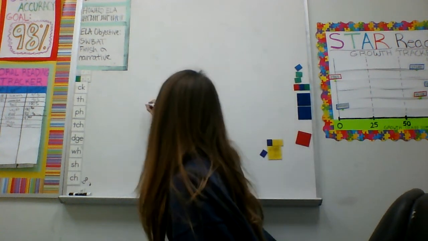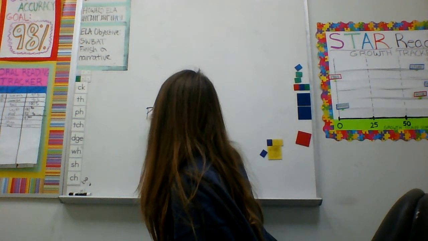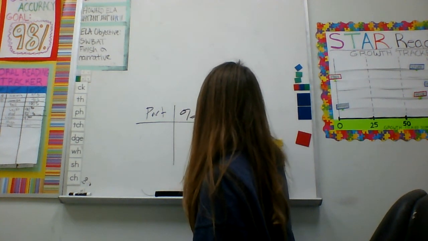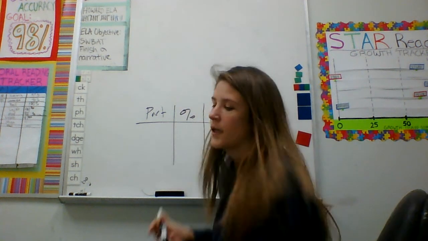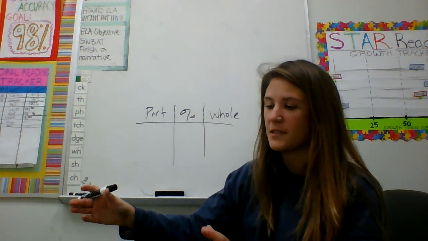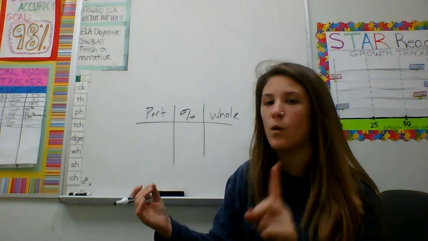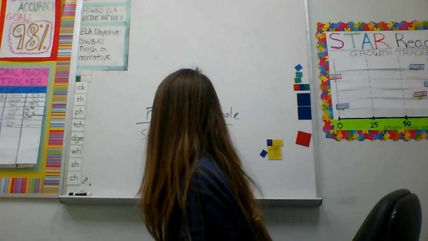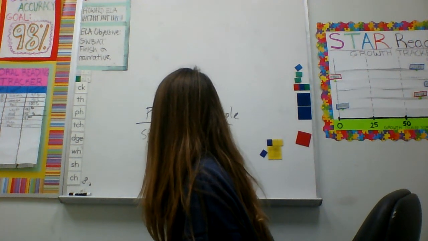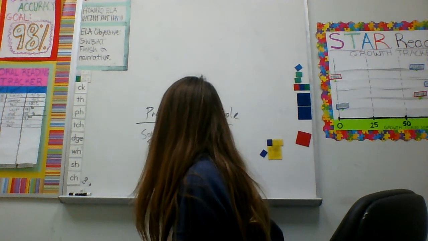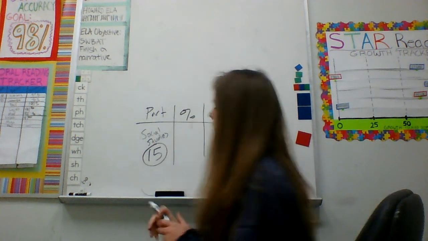So again, I'm going to do part, percent, and whole. Now I'm trying to find the amount of time she spent on social studies, and I know that social studies is a part of her homework. It's one of the 5 subjects. So our part right here is going to be social studies. And let's see, how many minutes did she spend on social studies? It says that she spent 15 minutes, so my part is going to be 15.